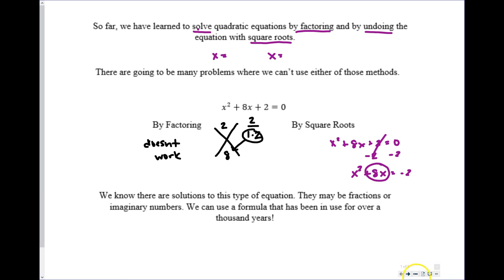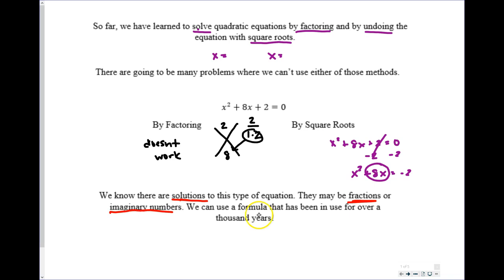Now I know there are solutions to this type of equation, because there's a solution to every quadratic equation. They may be fractions, right? Because when factoring, we don't ever use fractions with factoring. Or they could be those imaginary numbers we talked about, right? Where we take the square root of a negative number. We saw that in the last learning target.